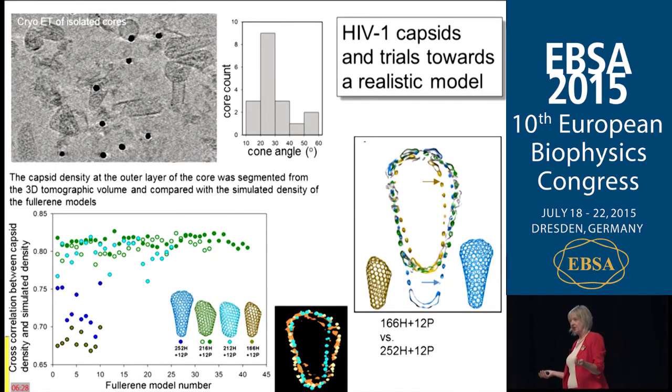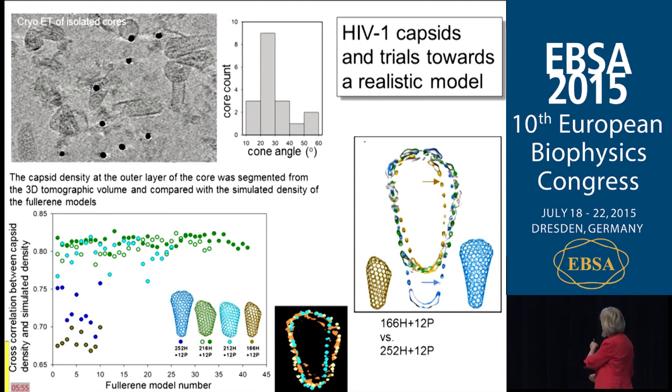How do you get a shape of a bona fide HIV conical capsid? You have to do cryo-ET. So you basically go in the cryo-ET and you cut through to get the shape. And then you get the cone angle from this cryo-ET, and then you make fullerene cone models with different numbers of hexamers, always with 12 pentamers, and check which of the ones fit your cone angle and shape best.